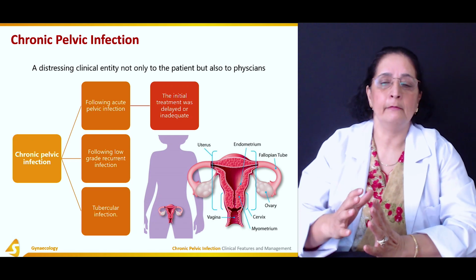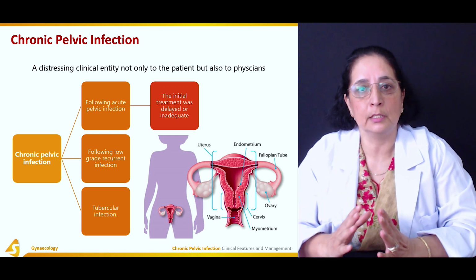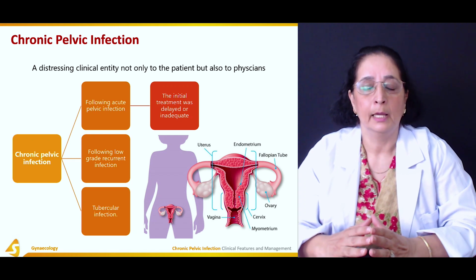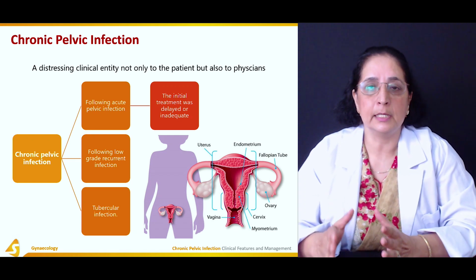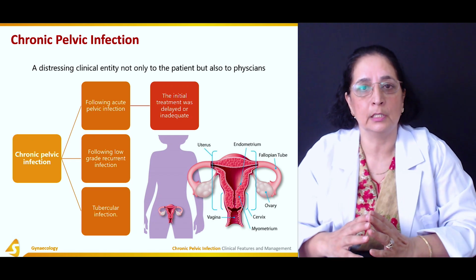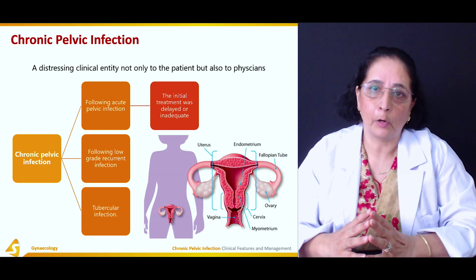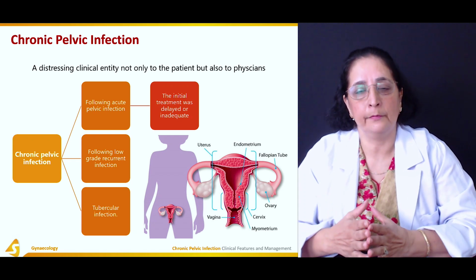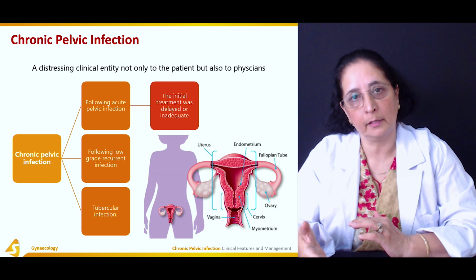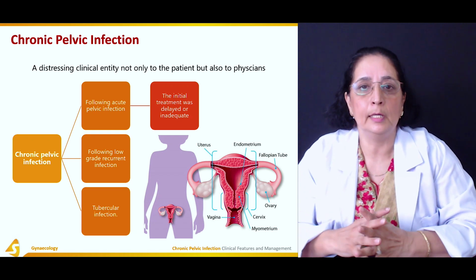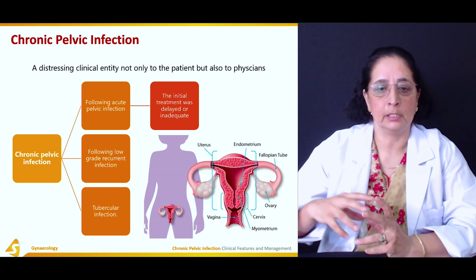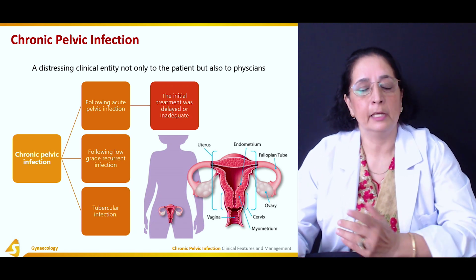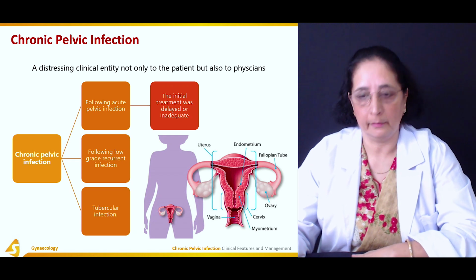So chronic pelvic infections are the infections that last for a longer duration. Usually acute infections can become chronic infections if they are not treated properly. If there is recurrence of infections, suppose it gets better and there is recurrence again, it can slowly lead to chronic pelvic infection. And then one common example of chronic pelvic infection is tubercular infection.